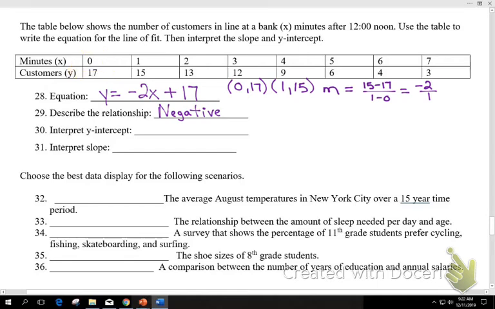So after how many minutes? 17. No, minutes. Oh, 0. 0. Remember, it's the ordered pair with the Y-intercept. 0 minutes after 12 o'clock noon. There will be how many customers in line? 17. Stop saying 2. That's your slope. Okay? All right? So you have to understand the context here.